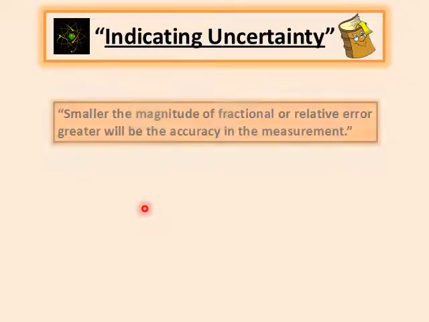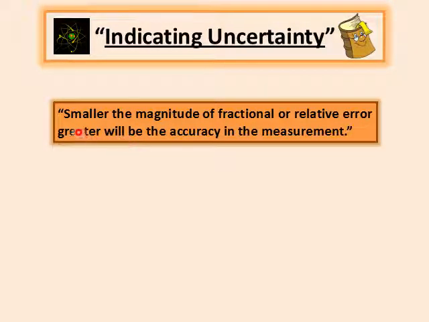The first point is: the smaller the magnitude of fractional or relative error, the greater the accuracy in the measurement. Now this point we have discussed in our last topics of precision and accuracy.